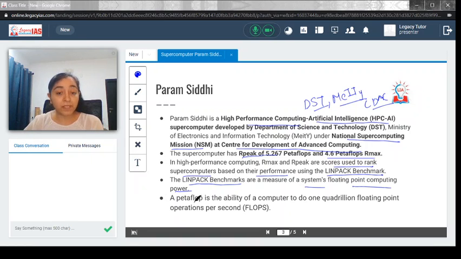A petaflop is the ability of a computer to do one quadrillion floating point operations per second. So petaflop means it is able to do one quadrillion floating point operations per second. So if we are talking about 5.267 petaflops and 4.6 petaflops, this is actually huge, which means these are supercomputers. They can perform floating point operations per second at a very fast speed. So that is basically what you need to understand.